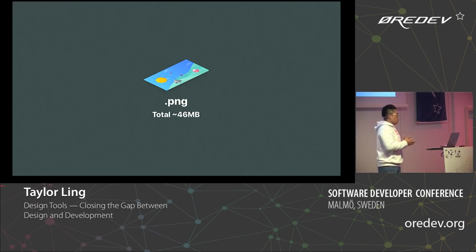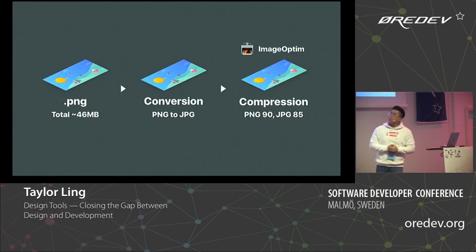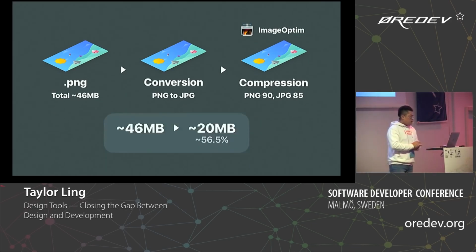So what we did is a lot of optimization. We first convert assets that can be converted to JPEG. What I mean is that assets that don't require transparency, we just convert them to JPEG. And then we optimize them with a compression engine with the quality of JPEG at 85% and PNG at 90. And what we managed to achieve is a reduction of more than half of the total size, which is down to 20 megabytes. So definitely these are the things that the designer should be aware of and should do before they pass you the assets.